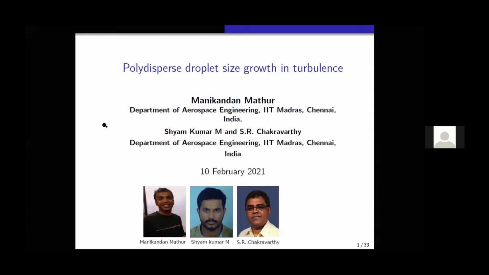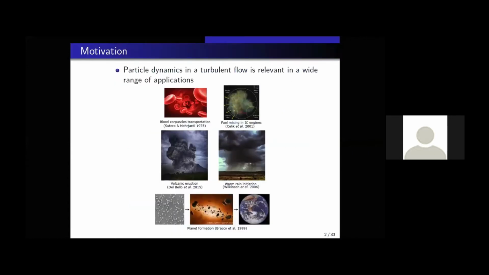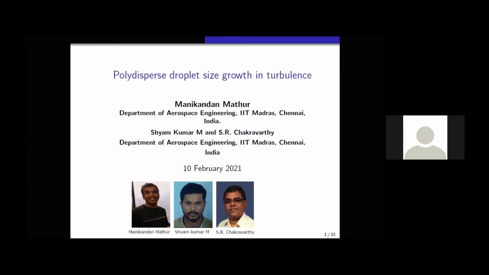So let's get started. It's a pleasure to have Professor Manikandan Mathur from IIT Madras today as a speaker. He did his BTech from IIT Madras, his master's from JNC Bangalore, then his PhD from MIT. And he has interest in many topics of turbulence, including stably stratified flows and rotating turbulence. So he will tell us about polydisperse droplet size growth in turbulence.